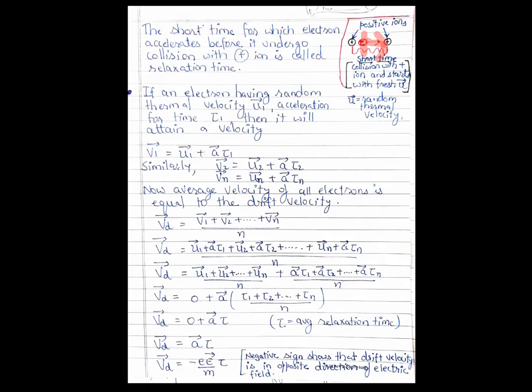So very important, that is the short time for which electron accelerates before it collides, है ना? कोलिजन के बाद तो खत्म ही हो जाएगा, उससे पहले वो एक्सेलरेटेड रहता है, तो वो जो छोटा सा टाइम है, that is called the relaxation time, and the relaxation time is denoted by tau. The relaxation time is denoted by tau, right?